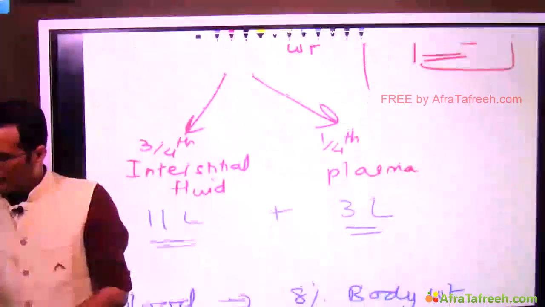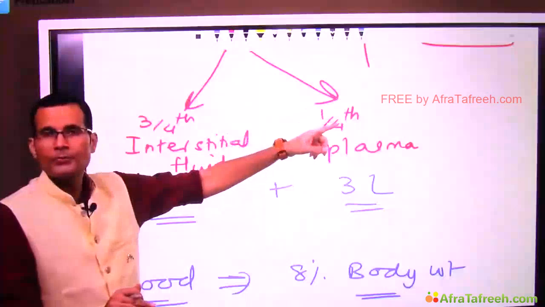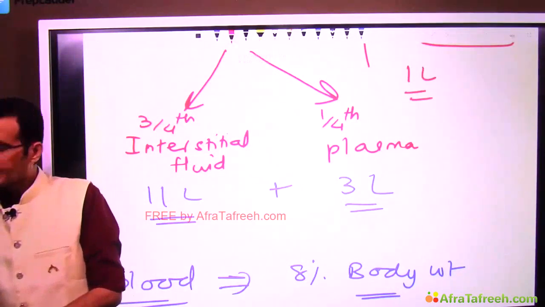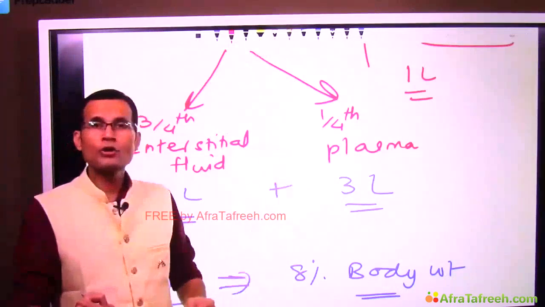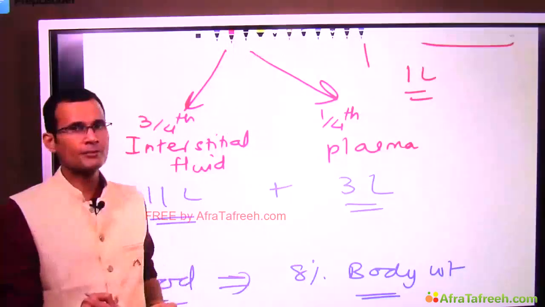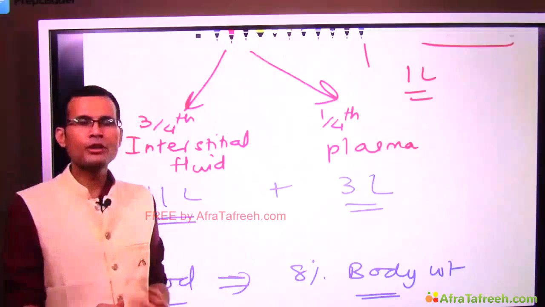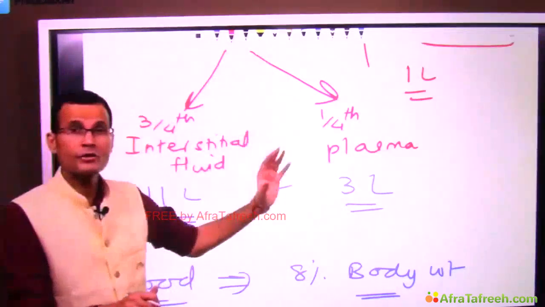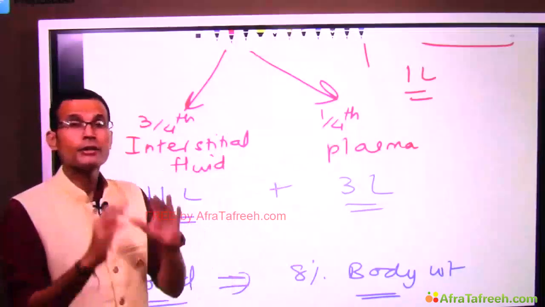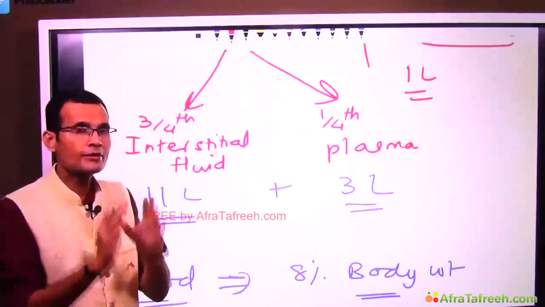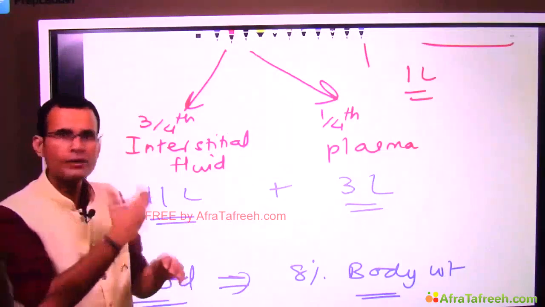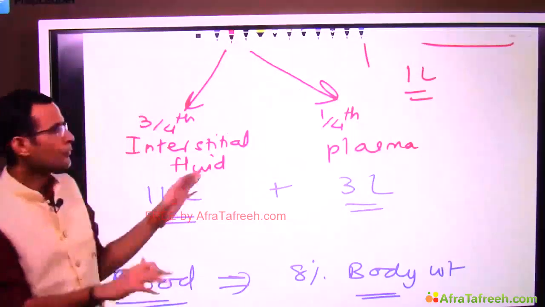I may just add, in our previous data which I mentioned to you, there is 1 liter of the ECF volume which is also called transcellular fluids, like aqueous humor or synovial fluid or pleural fluid and so on. So that's transcellular fluid, about 1 liter, which includes synovial fluid, aqueous humor and such fluids.